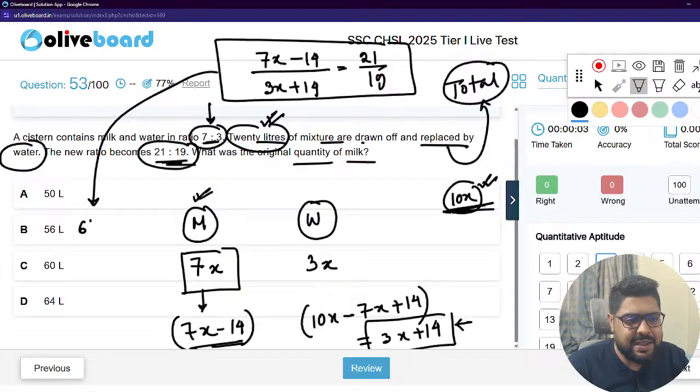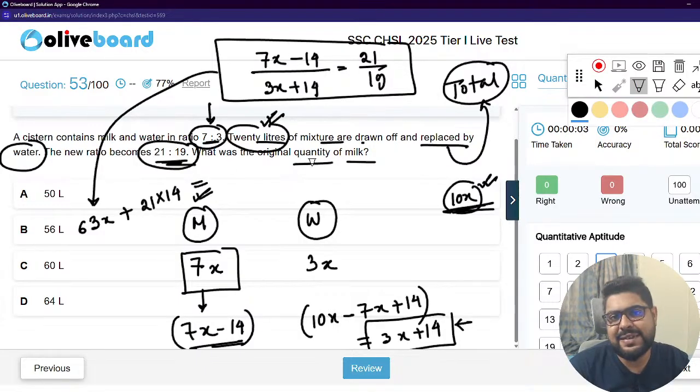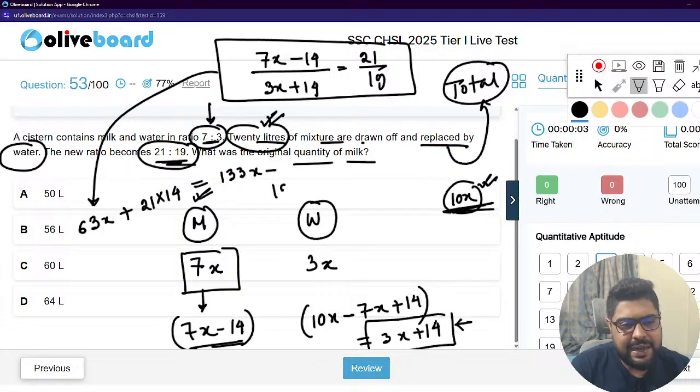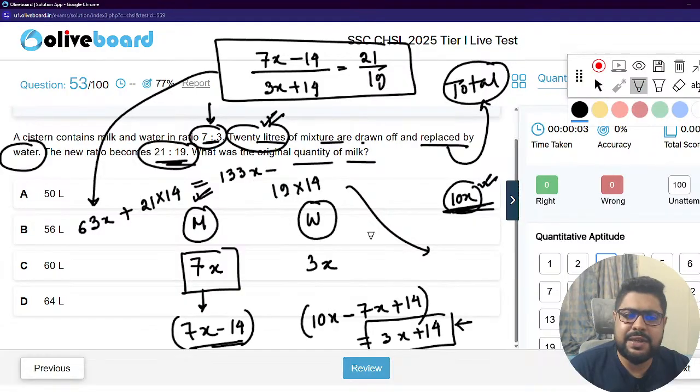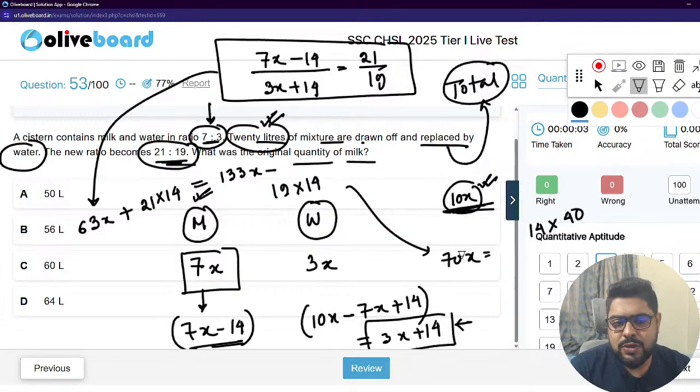Okay, so 63x plus 21 into 14. Do not multiply this. 19 into 7, how much, sir? 133x, minus 19 into 14. I'm doing the calculations here. So 133x minus 63x, 70x, is equal to 14 into, 14 will be common, 21 plus 19, that is 40. So 70, this is gone. This is 2, so x is 8. X is 8 liters, sir.